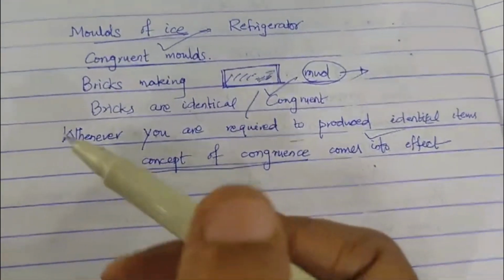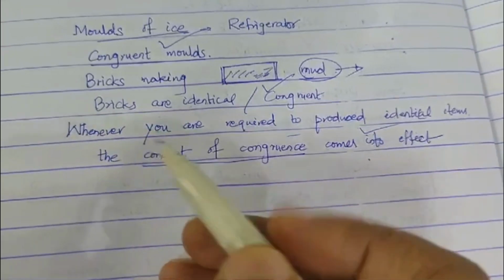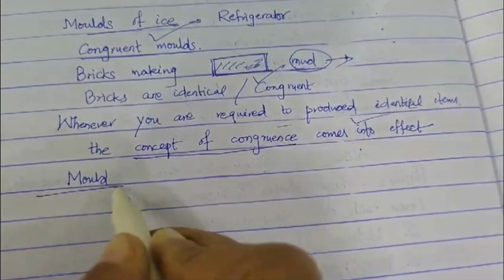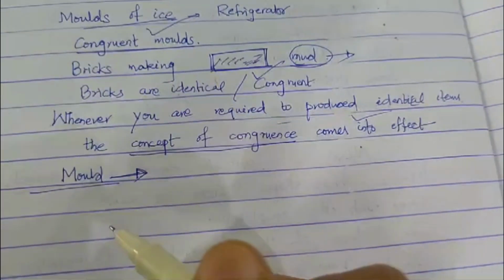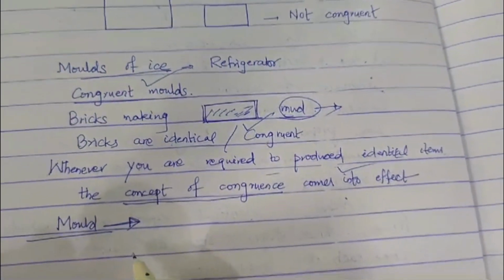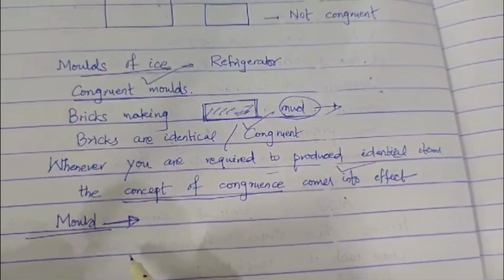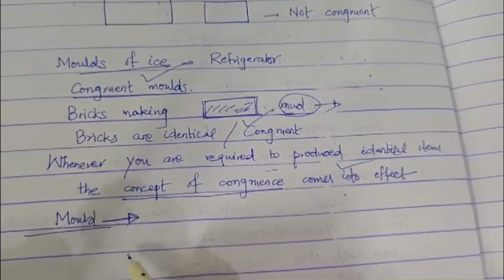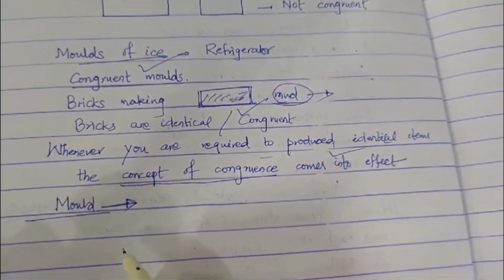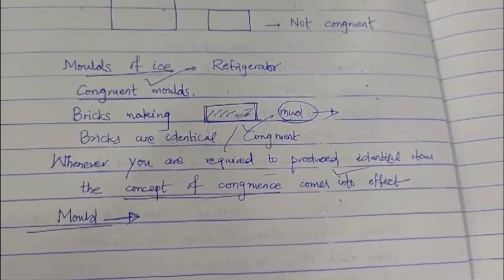Suppose somebody wants to produce 10 of this pen, so he or she will have to make a mold of these pens, and that mold has to be congruent. This mold will produce congruent materials. So this is why we are studying congruence. You can think of so many examples of congruent figures. Now let us concentrate on the congruence of two triangles. Let us move on to the next topic, that is congruence of two triangles.